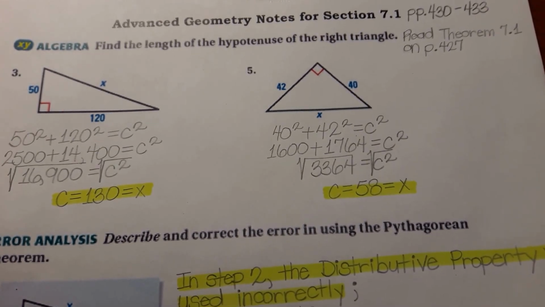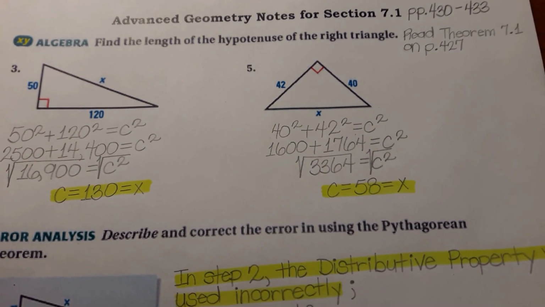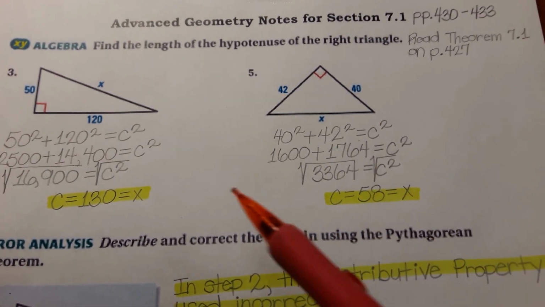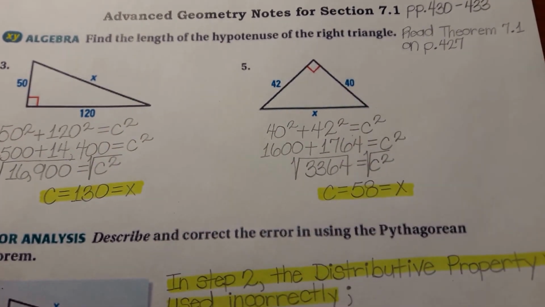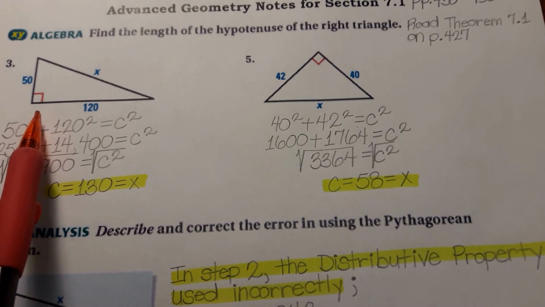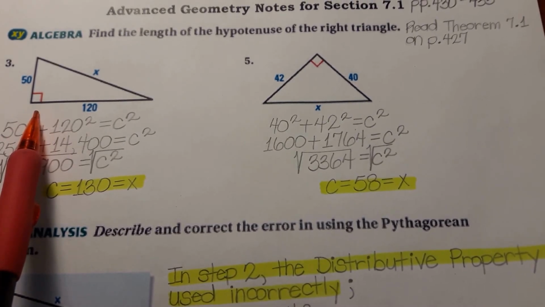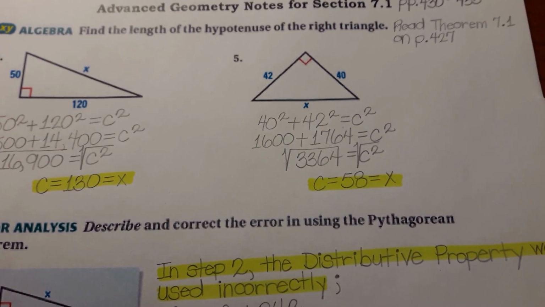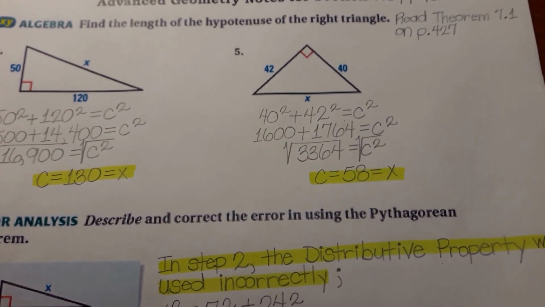We know a right triangle is a triangle that has a 90-degree angle. So if you look at numbers 3 and 5, I see a 90-degree angle, and that's identified by my box here. That's my right angle indicator. So I know I have a right triangle, so I want to apply the Pythagorean theorem.